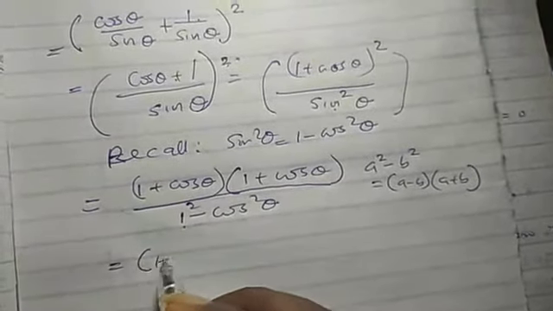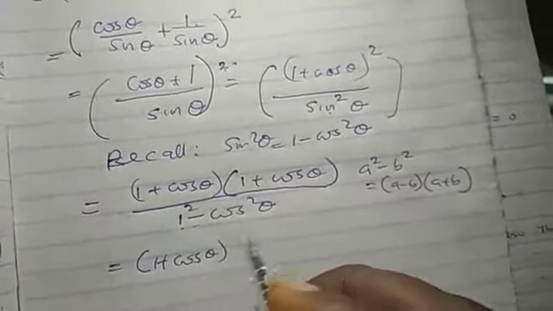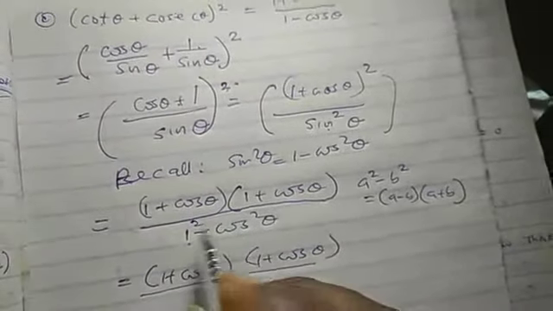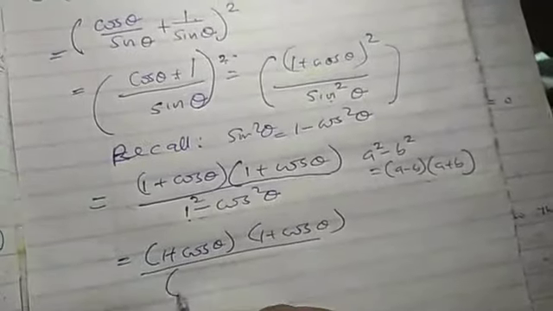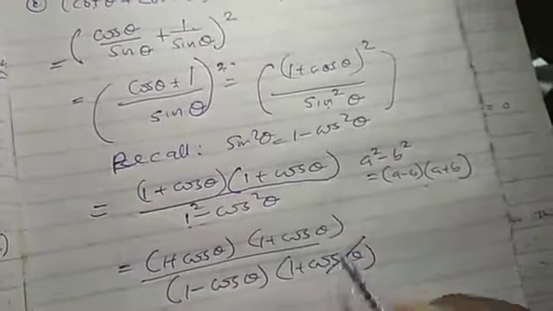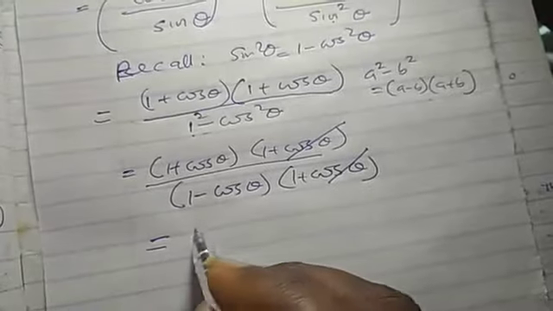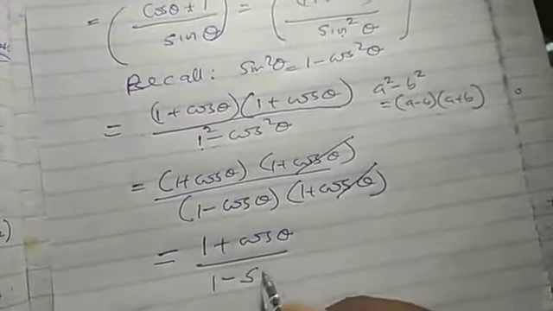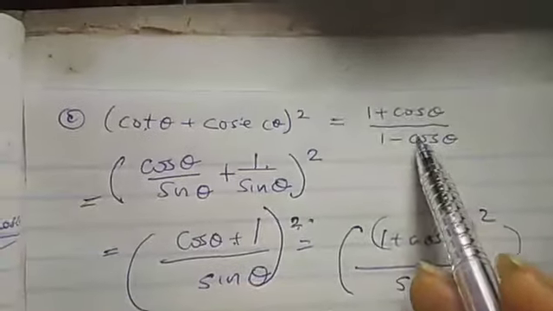We are going to have 1 plus cos theta, the numerator is this. Why the denominator will be 1 minus cos theta into 1 plus cos theta. In this way, you see that this will cancel this. They are the same thing. What we are going to have left is 1 plus cos theta over 1 minus cos theta. Proved. That is what we are asked to prove.